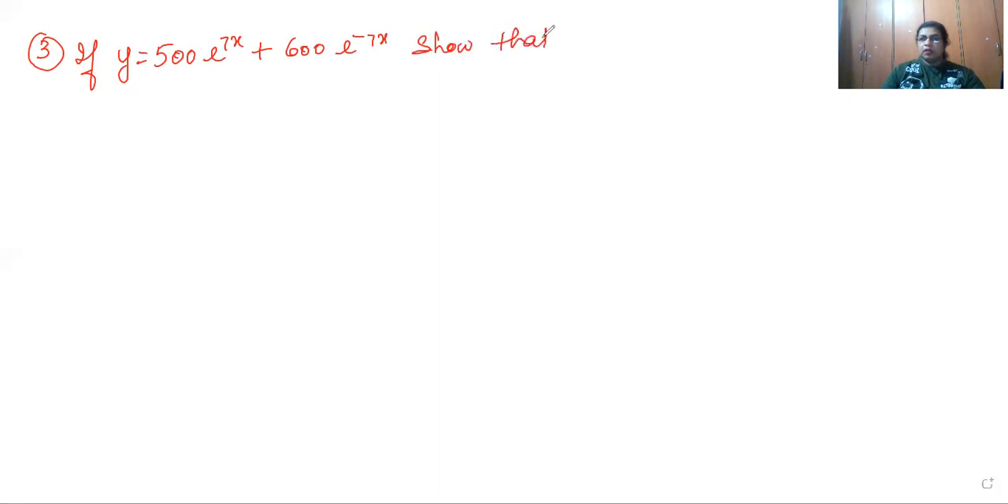Let us go to another question. Third question: if y is equal to 500 e^(7x) plus 600 e^(-7x), show that d²y/dx² is equal to 49 into y. Okay, very simple question. Let us try.